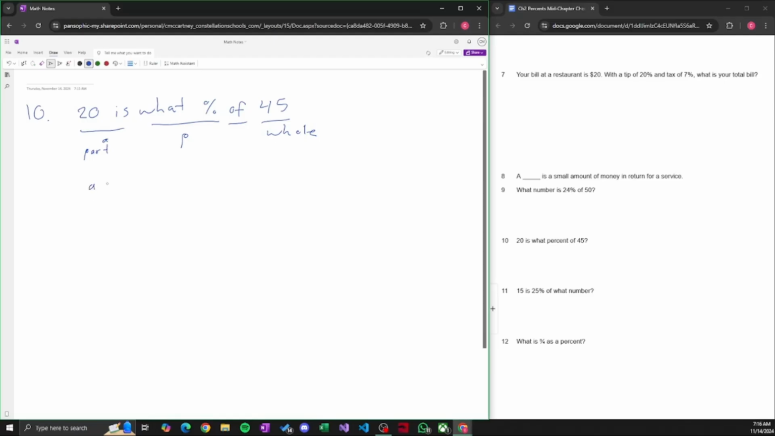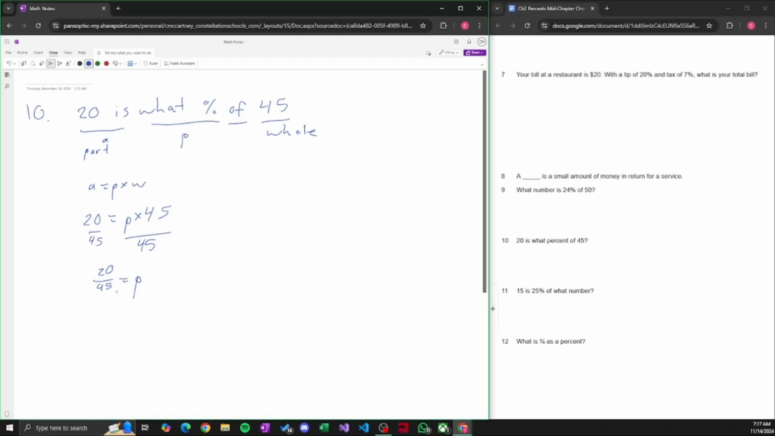Now in our equation, part equals percent times whole. We have the part and the whole, we don't have the percent, so we can plug those in. A is 20, P we don't know, and W is our whole number, 45. In order to get P by itself, figure out what the percent is, we can divide both sides by 45. 20 divided by 45 is what we're going to figure out. 45 divided by 45 is 1, so we're left with P. So our percent is 20 over 45.